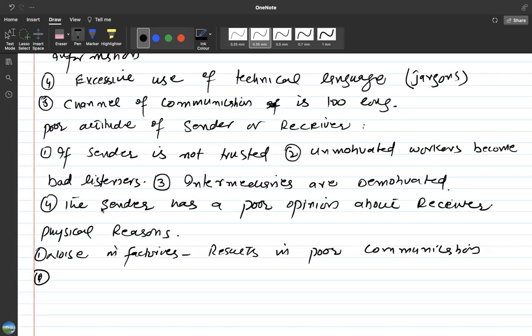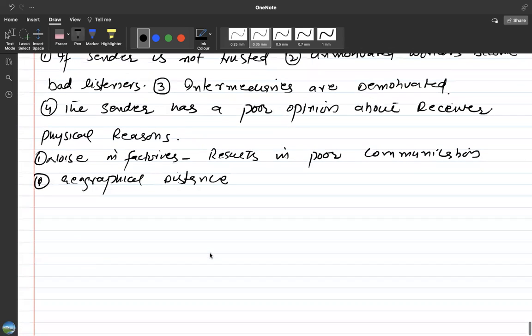Second, geographical distance also creates problems. Although modern electronic methods have reduced this problem through video conferencing, geographical distance still creates some problems in communication and some barriers. Now, how can we overcome these communication barriers?